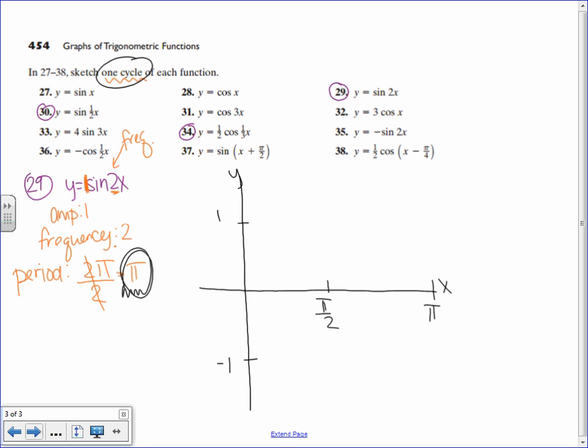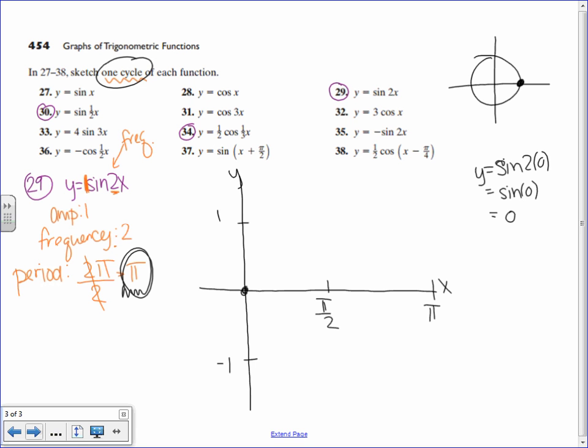I can plug in 0. All right, so y is equal to the sine of 2 times 0. Which 2 times 0 is just 0, so this is the sine of 0. We're using our unit circle. 0 degrees is right here. The sine value there, my y value there is 0. So this is just 0. So at 0, I'm at 0.